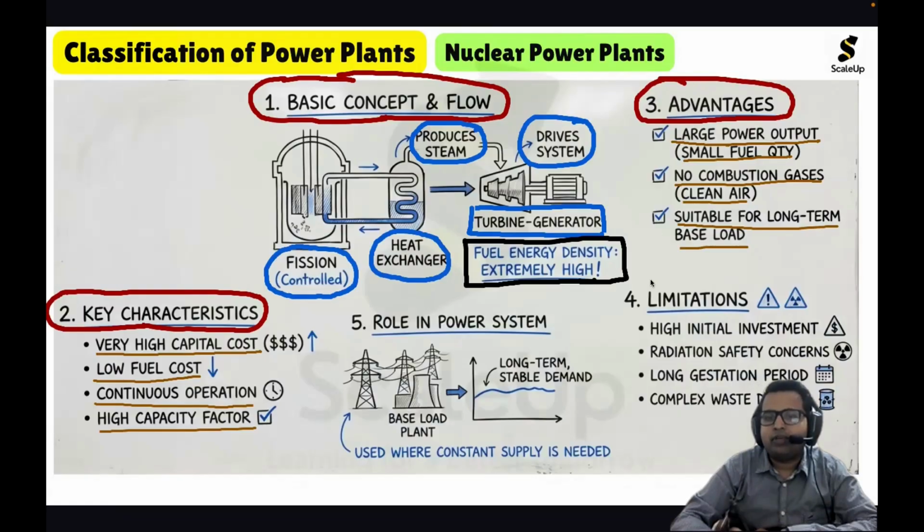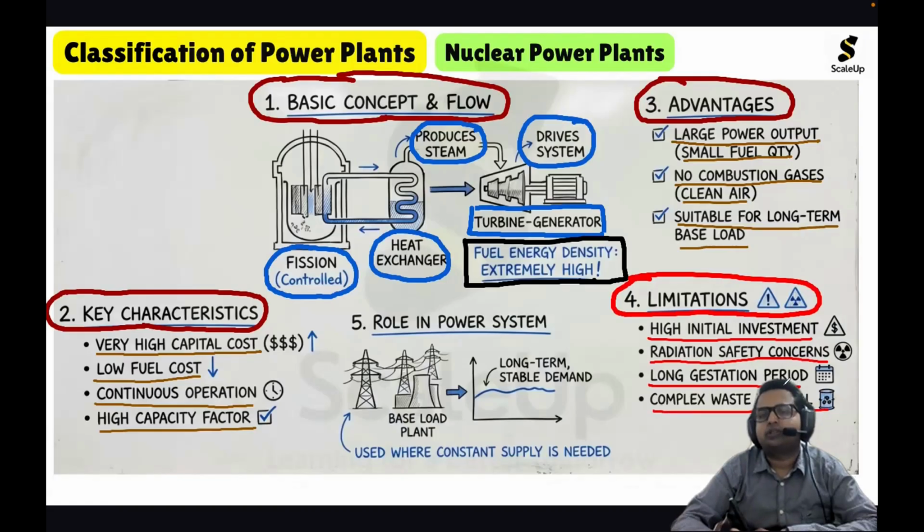If we talk about the limitations of nuclear power plants: high initial investment, radiation safety concerns. Since nuclear reactants are involved, radiation safety is a very big concern in front of us. Long gestation period and complex waste disposal. Nuclear waste will be generated and we cannot dump it anywhere, because we know that nuclear radiation is so harmful. So waste disposal in itself is a challenge.